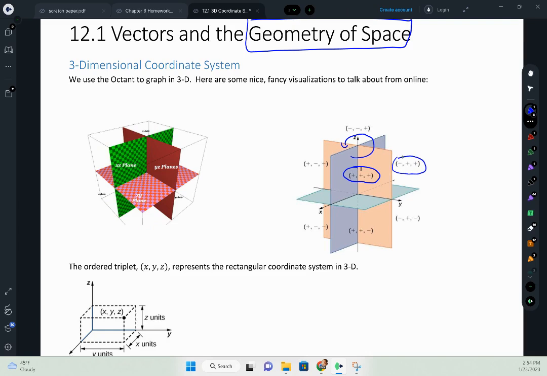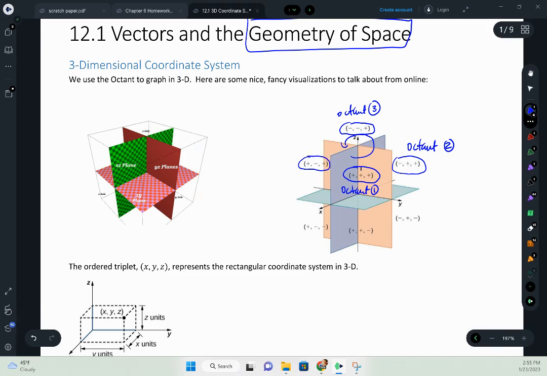We also have names for these. The first, front right room was octant 1, and the back right room upstairs is octant 2. Then we keep going and end up in the back left room. That's octant 3. Notice now there's another negative sign: X and Y are negative, and Z is still positive because we're still upstairs. Then we finish the tour in the front left room, where just Y is negative, X and Z are positive, and this is octant 4.